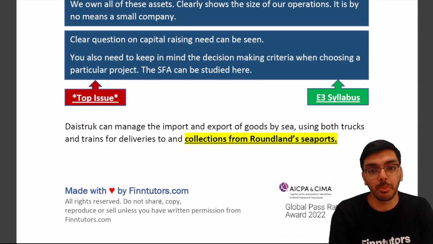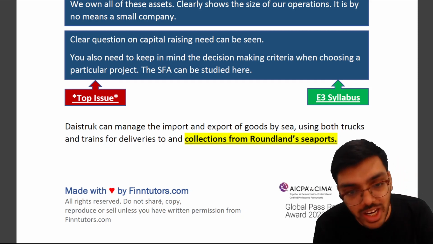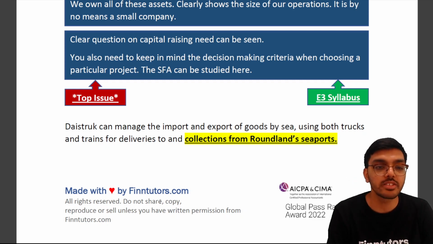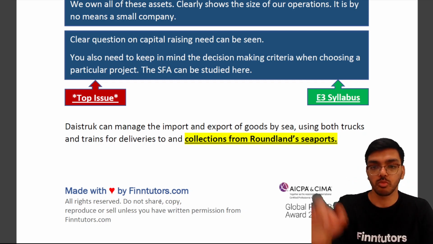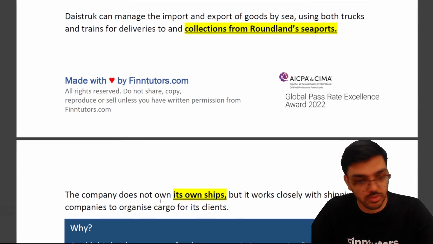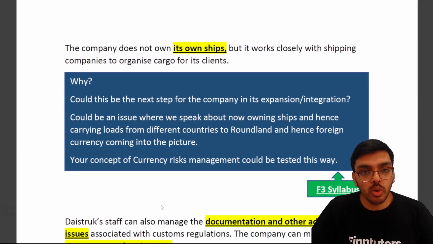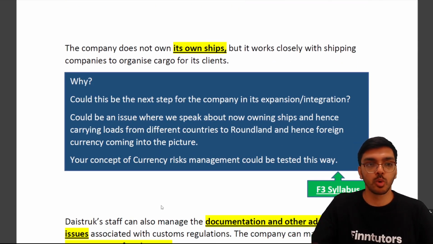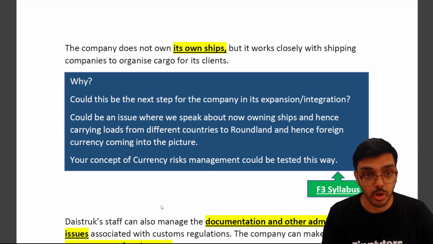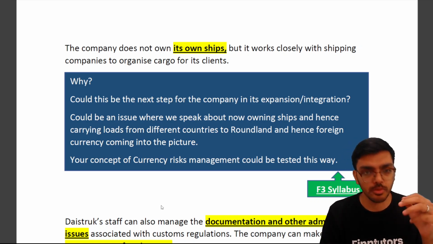Daistruk can manage the import and export of goods by sea using both trucks and trains for deliveries to and collection from Roundland's seaport. So once it's at the seaport, you manage that delivery through trains or trucks, however best it works. The company does not own its own ships, but it works closely with shipping companies to organize cargo for its clients. So we don't have our own ships. We are not fully vertically integrated in terms of owning our own ships.